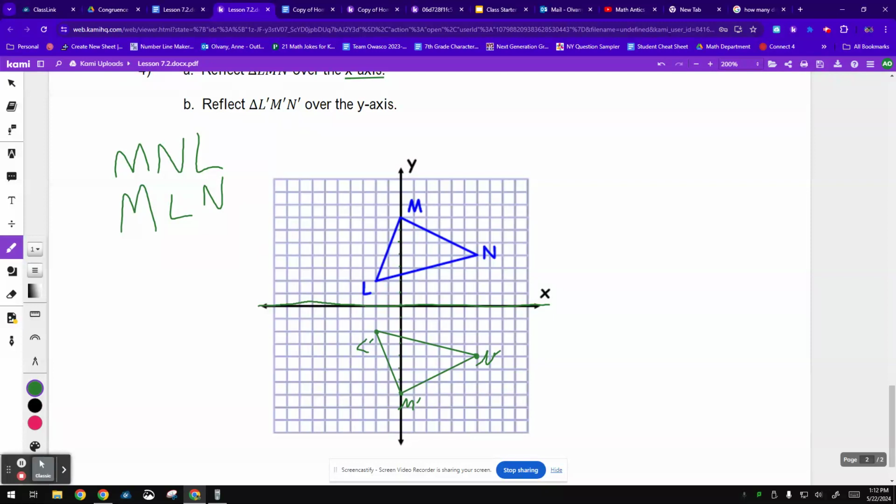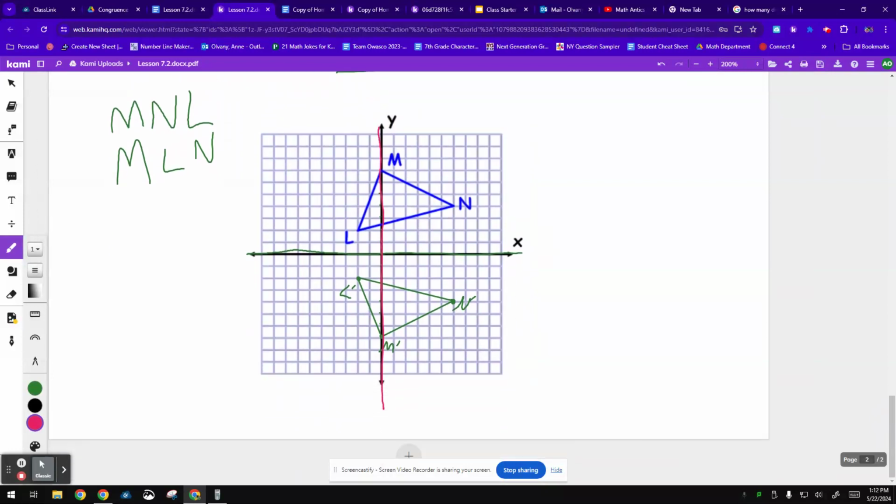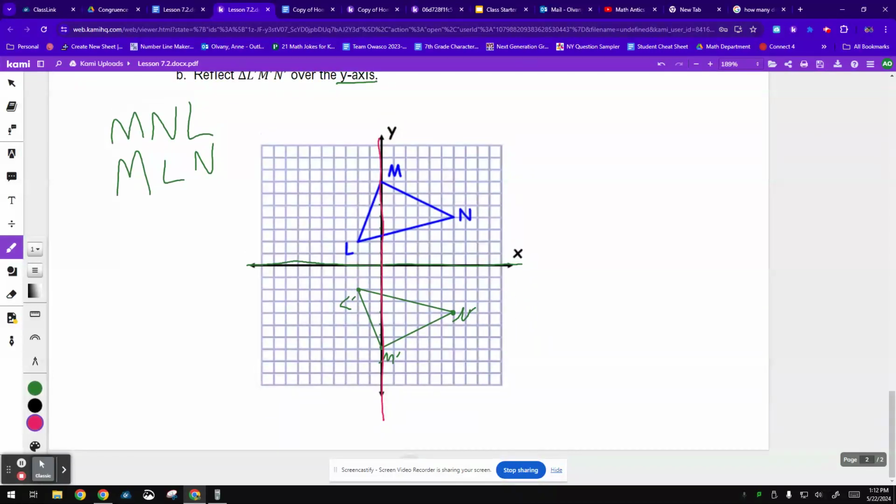Now, it says to reflect L prime, M prime, N prime, that's the green triangle, over the y-axis. Woo! This looks hard. So I'm going to start with this green triangle, and I'm going to reflect it this way, and it starts to get funky. What point is not going to change? M is not going to change. That will also be M double prime.